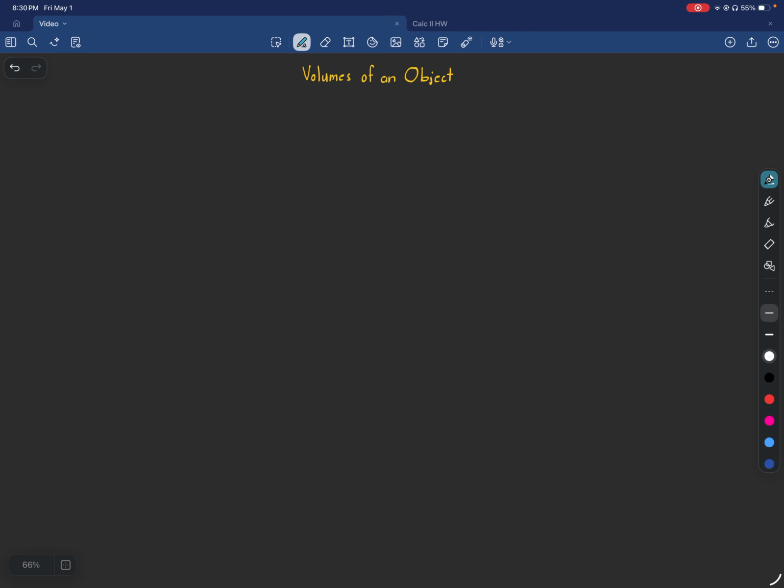And I'll just write out the example problem I have, being y equals square root of x minus 1, where y equals 0, x equals 5. And for this one, we'll be revolving it around the x-axis. That's our problem.